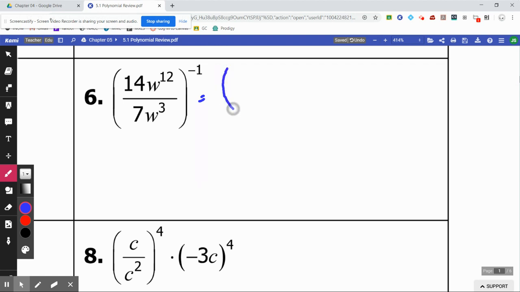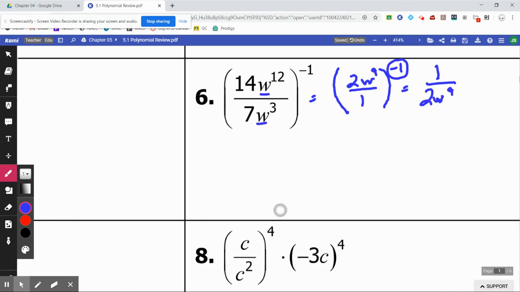Always start on the inside and clean up the inside of your fraction bars or inside of your parentheses first. If you can, 14 divided by 7 is 2 over 1. You have 12 W's, 3 W's, subtract them. That leaves you with 9 W's on top. So nothing's left on bottom. But then to raise it to a negative exponent, you must now flip it. 1 over 2 W to the ninth, and then it's raised to the first power, which is not really going to change it. So you're done.